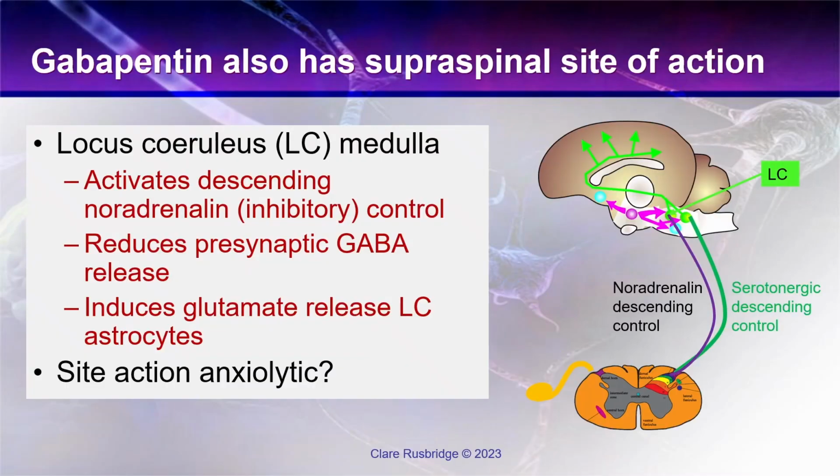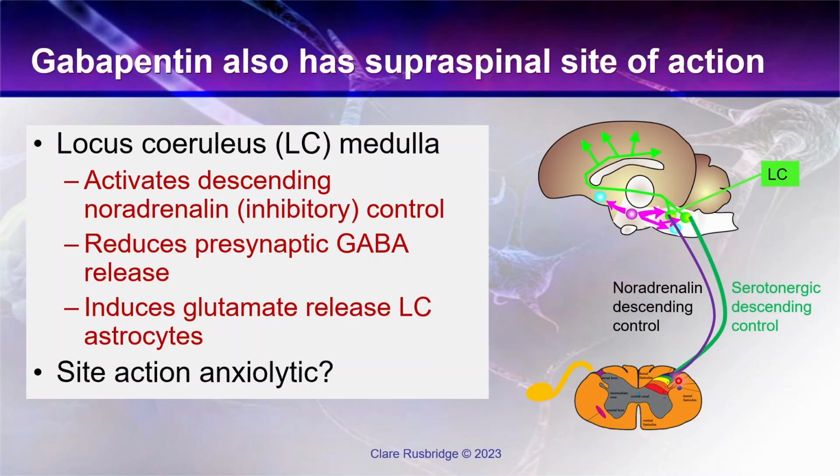Gabapentin also has a supraspinal, that's to say outside or above the level of the spinal cord, site of action. It has an action at the level of a brainstem nucleus, which is called the locus ceruleus. It's sort of roughly in the center there. And what the locus ceruleus does is it activates descending noradrenaline control, and this is inhibitory to the dorsal horn.